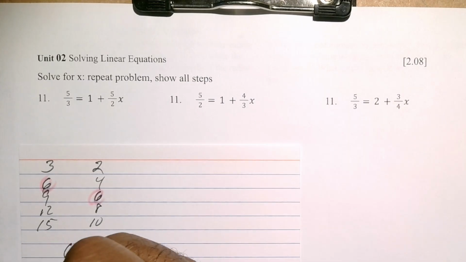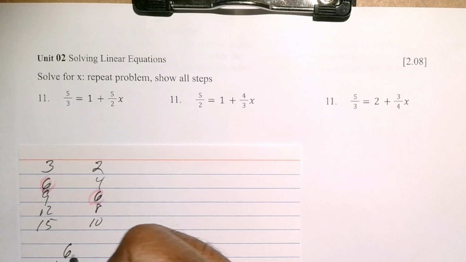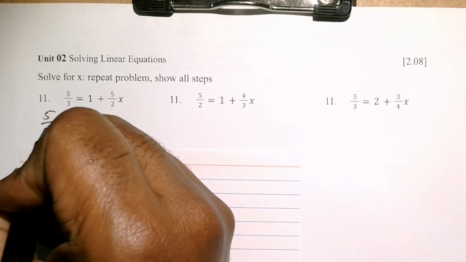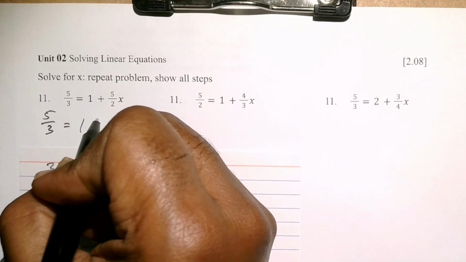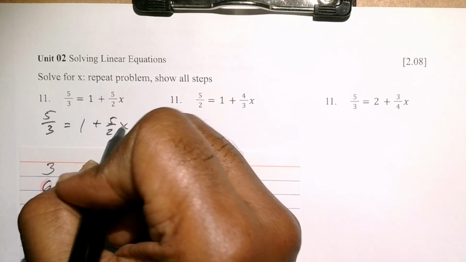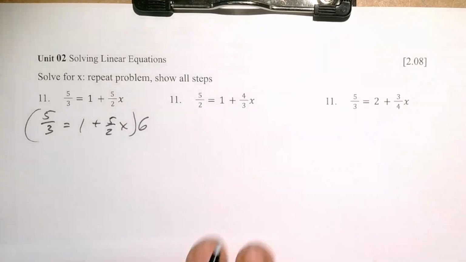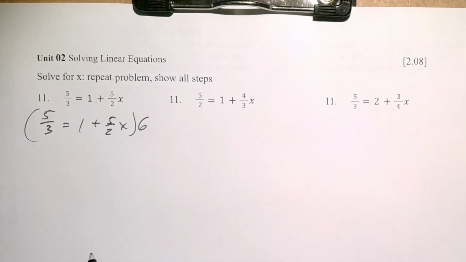So we're going to take 6 and multiply it times the entire expression. So we'll take 5 thirds equals 1 plus 5 halves x and multiply everything by 6. If there's a denominator, we're going to use division before we use multiplication.